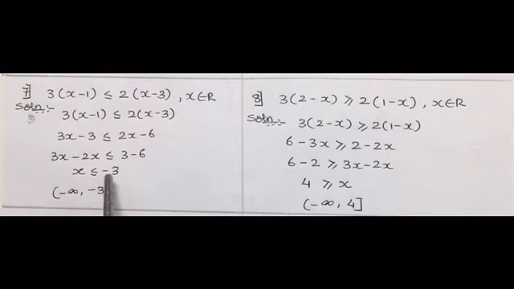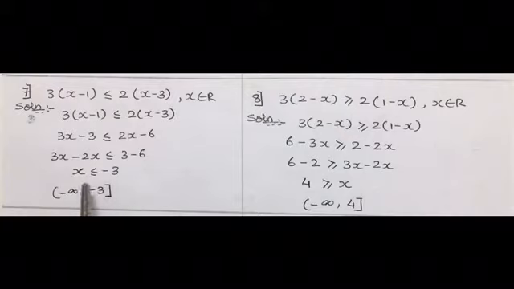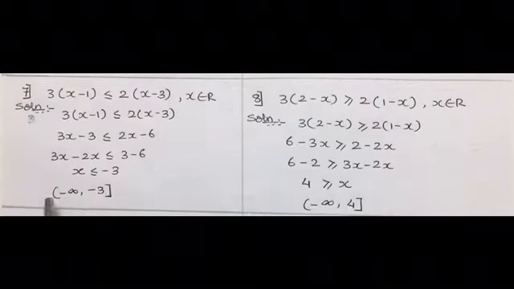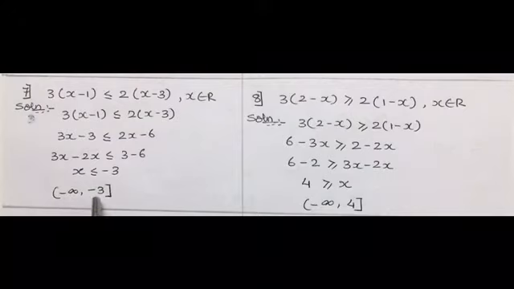That means x is lying towards the left hand side of minus 3. So it will take all the negative values including minus 3. Why? Because the equality sign is there. Hence the interval expressed over here is minus infinity, open interval, to minus 3, close interval.